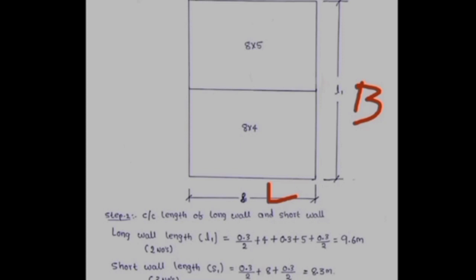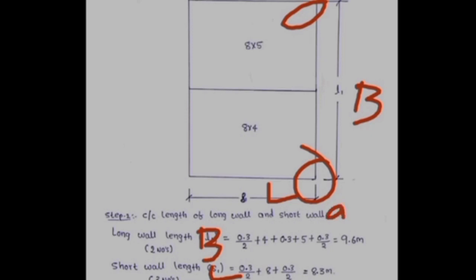We already calculated the center to center line length of the long wall and short wall. Therefore S1 becomes L and L1 becomes B. In RCC slab we have to calculate the distance from outer to outer end. Add half wall thickness on both sides, so that is 0.15, 0.15. So 9.6 plus 0.3, that is 9.9 meter is the width. And 8.3 plus 0.3, so that will be 8.6 meter is the length.